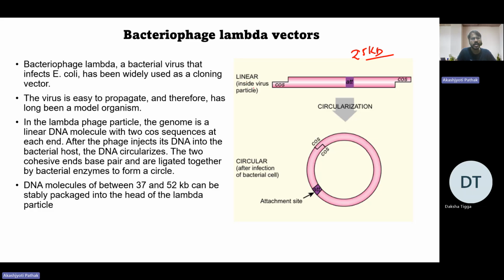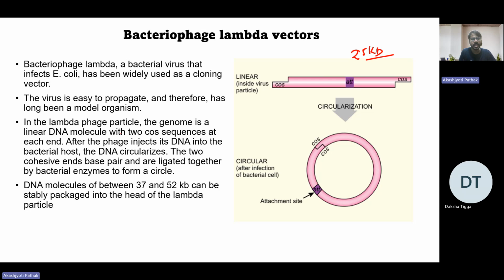So bacteriophage lambda is basically a bacterial virus that infects E. coli and it has been widely used as a cloning vector. Why is it used? It is easy to propagate and therefore has long been a model organism. In the lambda phage particle, the genome is a double-stranded DNA molecule, a linear molecule.